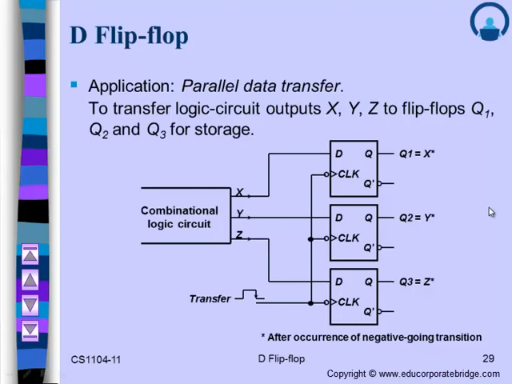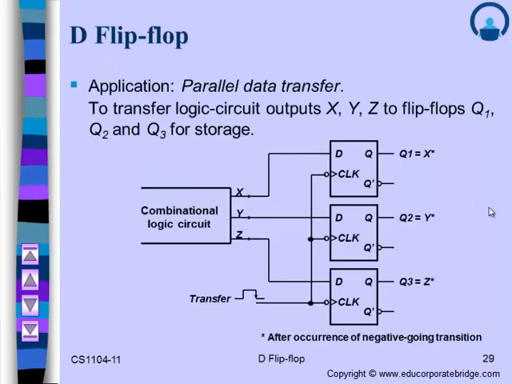The application of D flip-flop is parallel data transfer. That is, the D flip-flop can be used to transfer data parallelly, to transfer the logic circuit outputs X, Y, Z to flip-flops Q1, Q2, Q3 for storage.